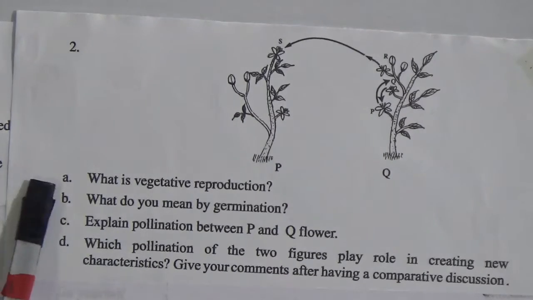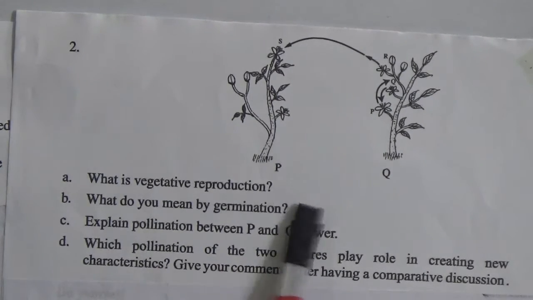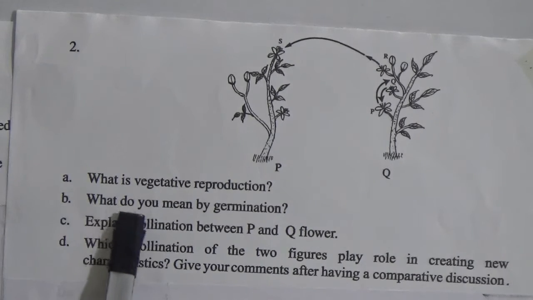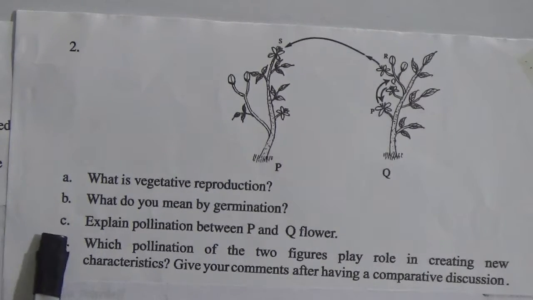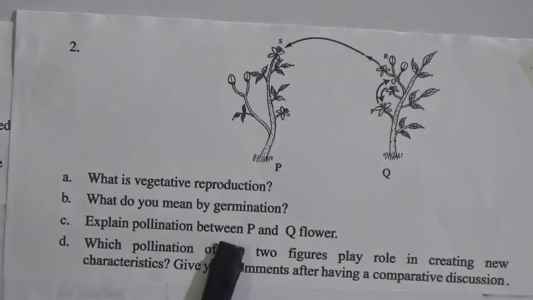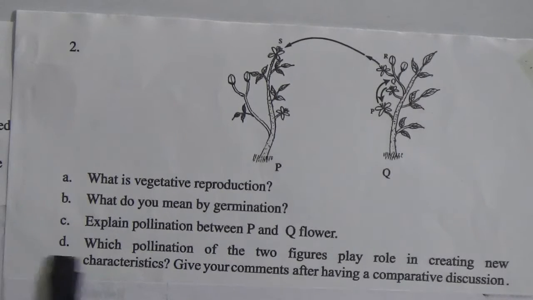And come to the questions. What is vegetative reproduction? Question B is what do you mean by germination? Question C is explain pollination between P and Q flower. And the last one, which pollination of the two figures plays a vital role in creating new characteristics? Give your comments after having a comparative discussion.